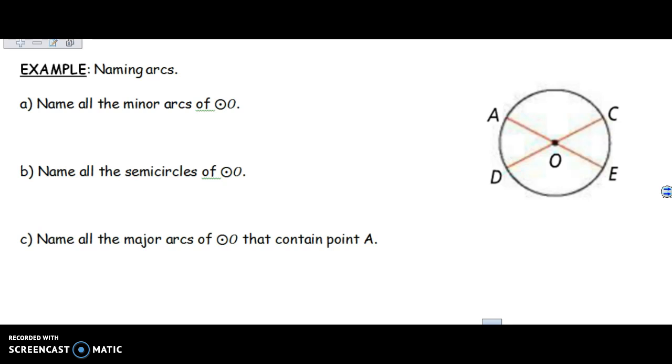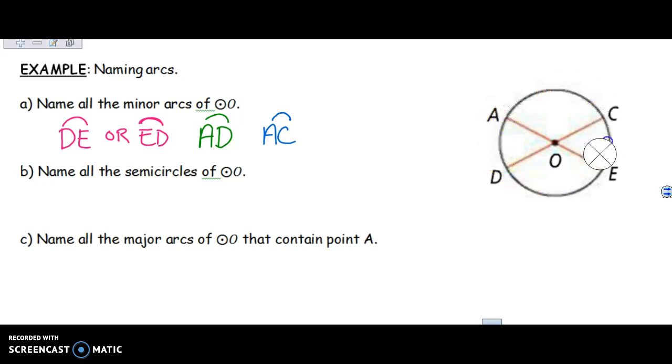It says name all the minor arcs of circle O, and we'll just name 3 of them or so. Okay, so let's say that I want to name this one. I would call that DE, and then you put the half circle symbol above it. You could also call this one ED. It's kind of like a line segment. You can write it either way. Okay, so then we could name this one AD, or you could also call this DA. And then let's do one more here, AC or CA.